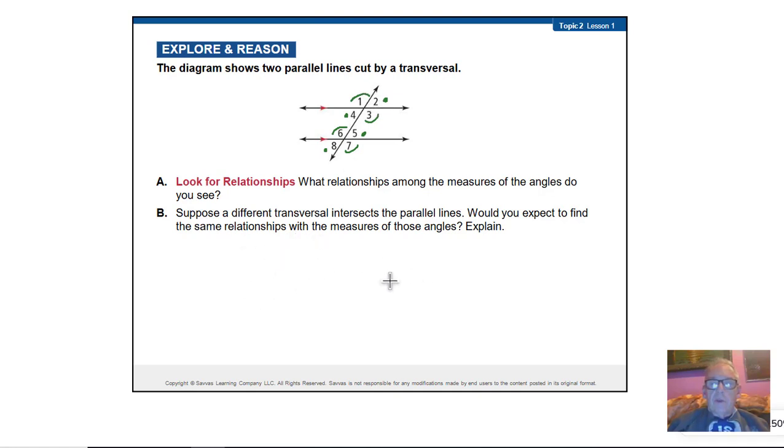Suppose a different transversal intersects the parallel lines. So let's say instead we had a line that cut across like this. Change colors. Would you expect to find the same relationships?